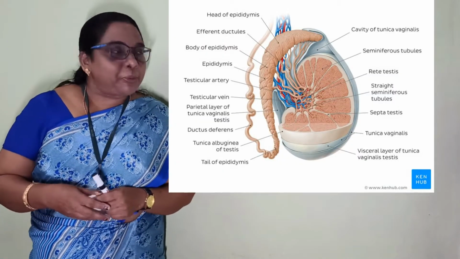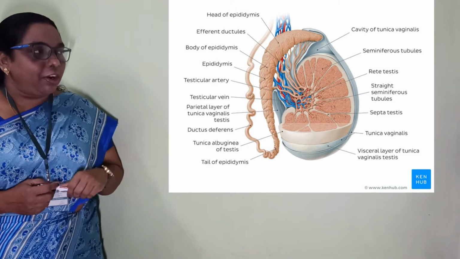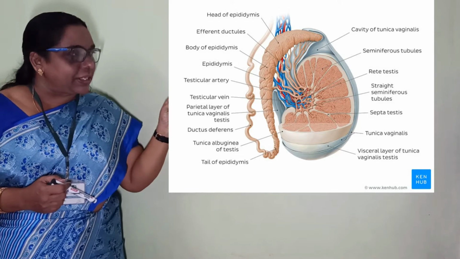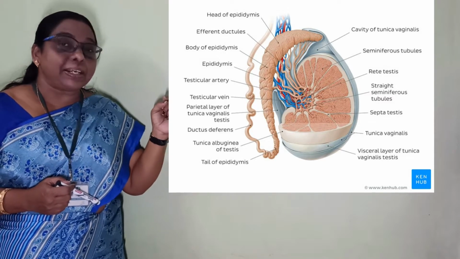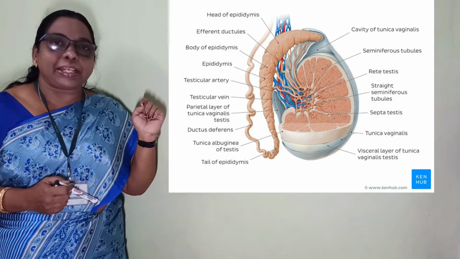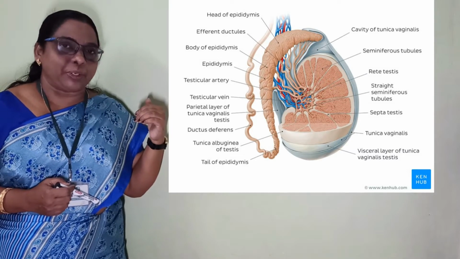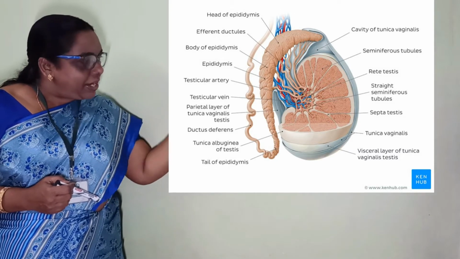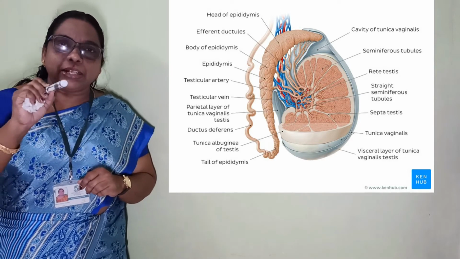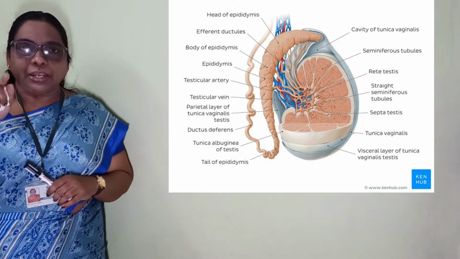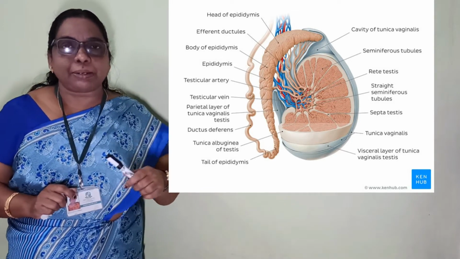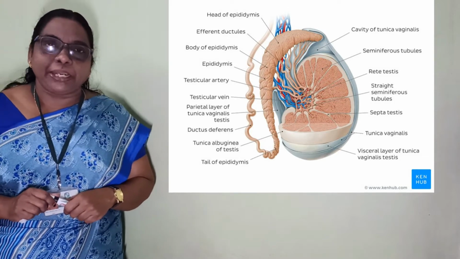If you observe the longitudinal section of the testis, we can see many lobules. How many lobules did I say? 200 to 300 lobules, and each lobule has several seminiferous tubules. At the end of the testis there is a narrow convoluted part, a tube which we call the epididymis.